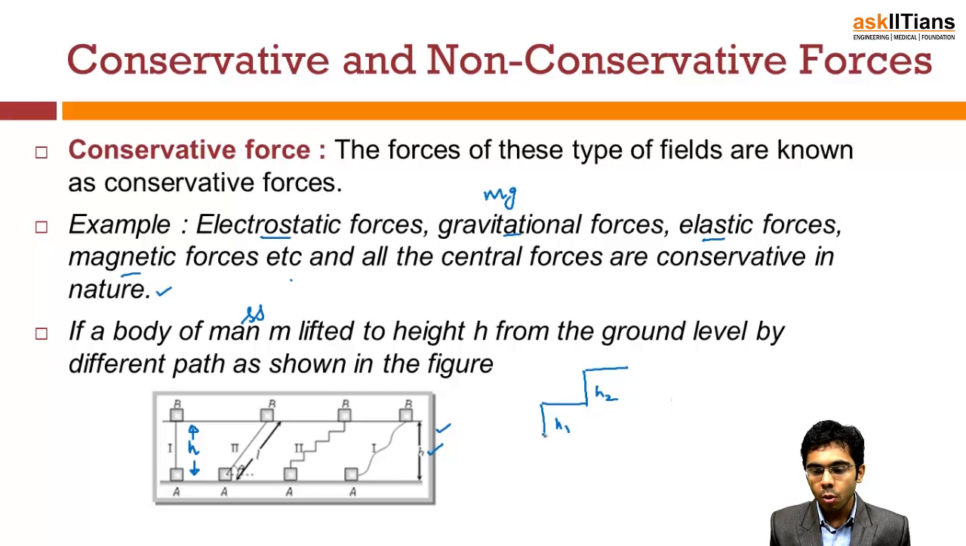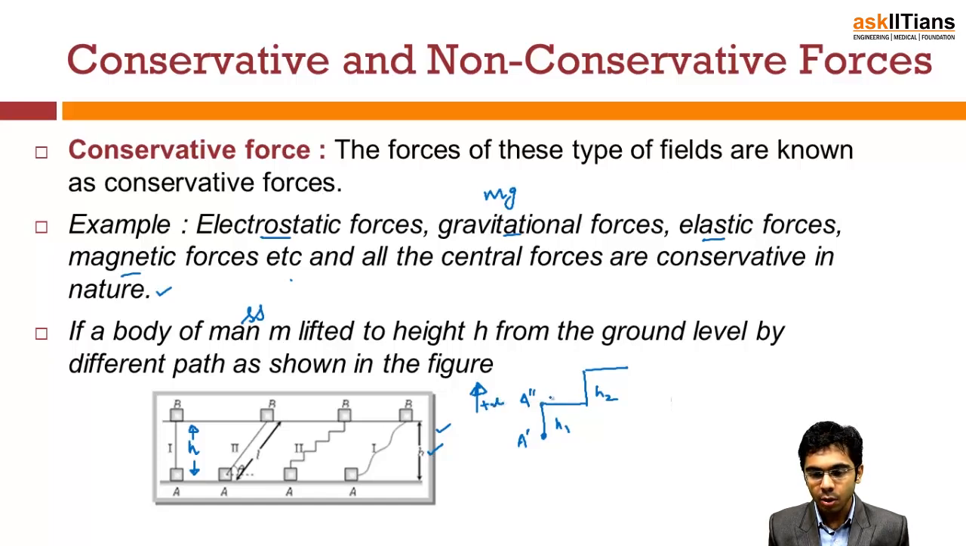Now if the body goes from, let's say, a dash to a double dash, and we are applying the mg force in the upward direction, then the displacement will be upward and the mg force will also be in the upward direction. So therefore what we can say is that it is positive work, or simply mgh1.